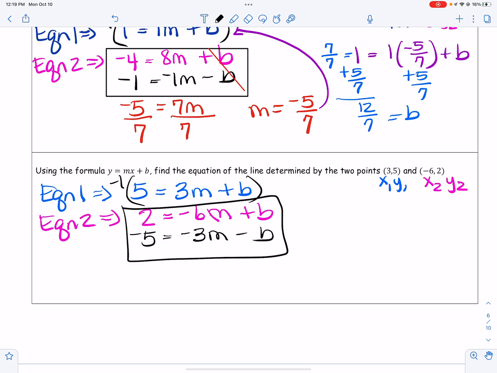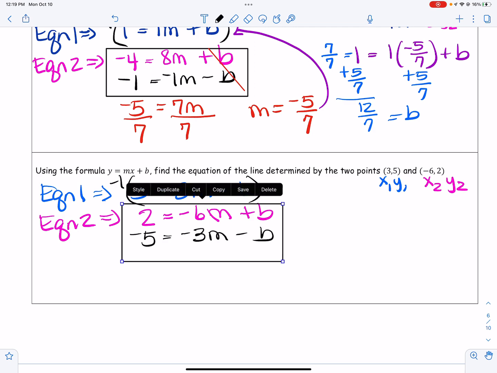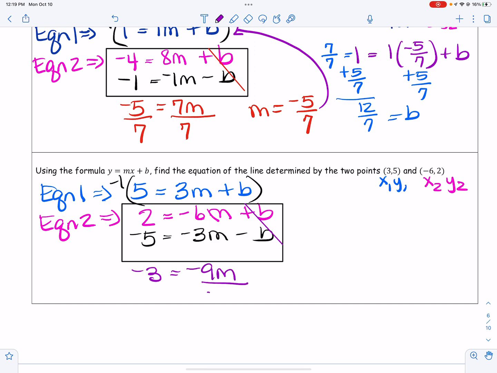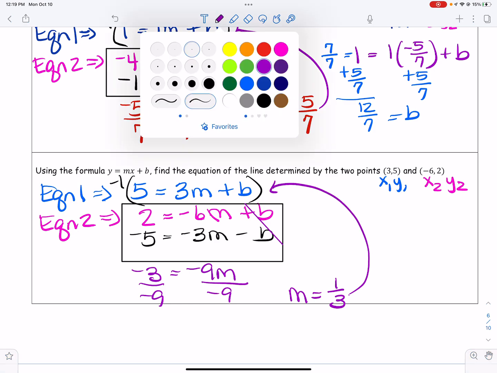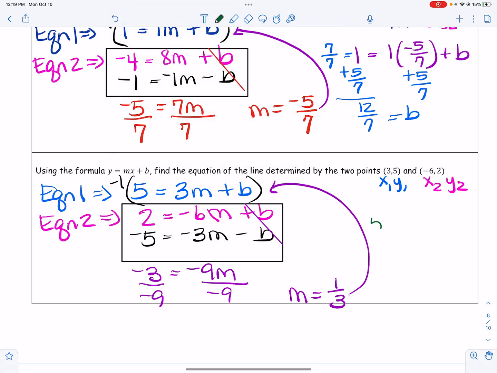Box these two equations up, and then cancel out the b's. 2 minus 5 is negative 3. Negative 6m and negative 3m makes negative 9m. Divide by negative 9, and so your slope is 1/3. Then I'm going to replace that into the top equation. So 5 is equal to 3 times 1/3 plus b. That makes 1.